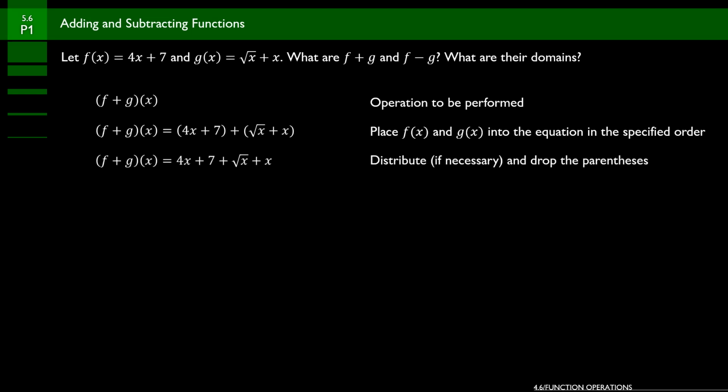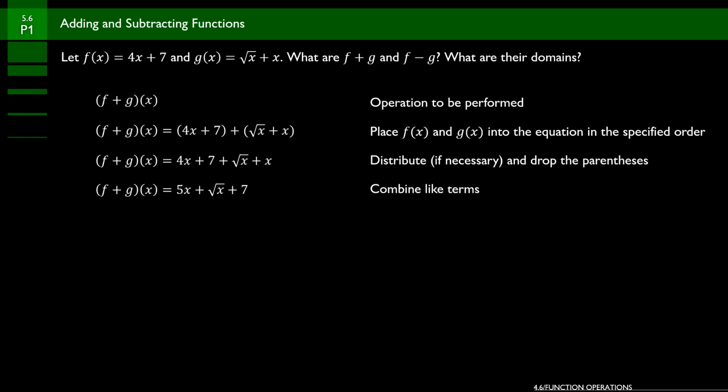We're left with 4x plus 7 plus the square root of x plus x. At this point, combine like terms. So the 4x and the x can be combined, so we get 5x, and then we've got the square root of x plus 7. There's nothing else that can be done, so that is going to be the solution.